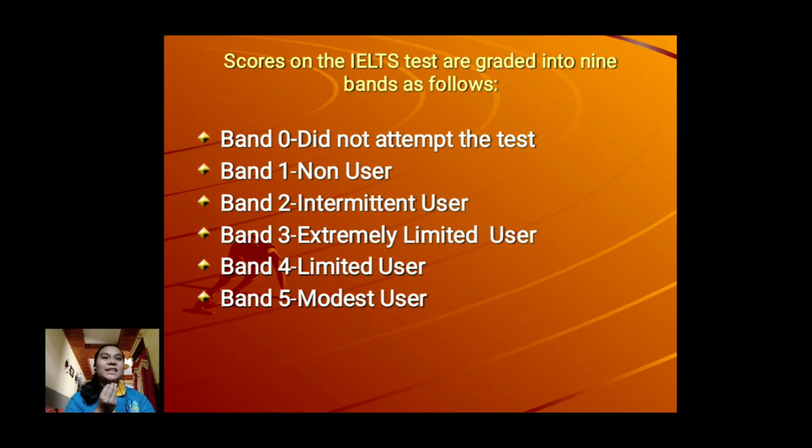Band 0 is did not attempt the test. Band 1 non-user. Band 2 intermittent user. Band 3 extremely limited user. Band 4 limited user, and Band 5 modest user. Participants are declared not passing if they get a score of 0 to 5. So you must prepare. Once again, I say prepare yourself if you want to succeed in this IELTS test. Okay.